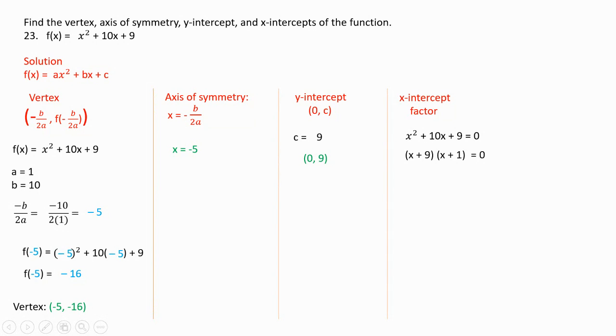I believe I'll be showing you how to factor next week. But for now, you have to know how to factor to eventually find the x-intercepts. So then it'll be x plus 9 equals 0 and x plus 1 equals 0. So here we have x equals negative 9 and x equals negative 1. So these are my x-intercepts: (negative 9, 0) and (negative 1, 0). Then all you do is plot them to do the graph.